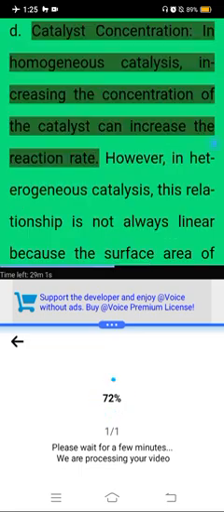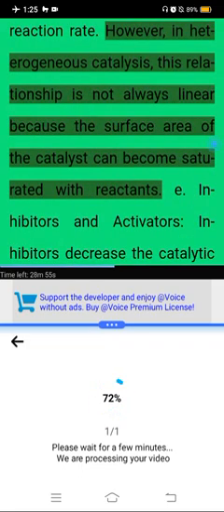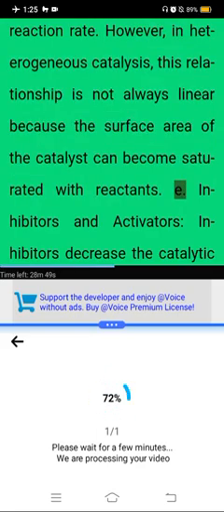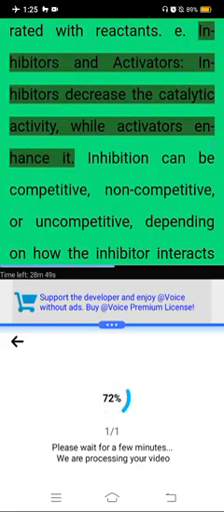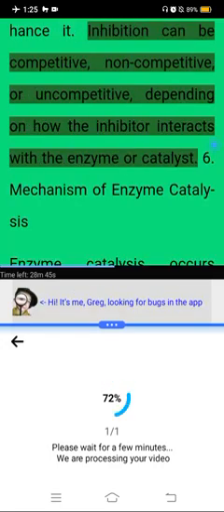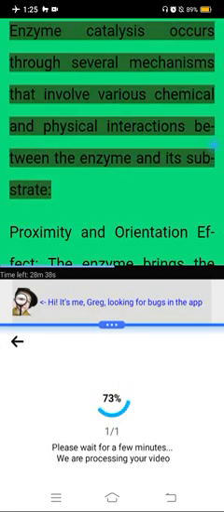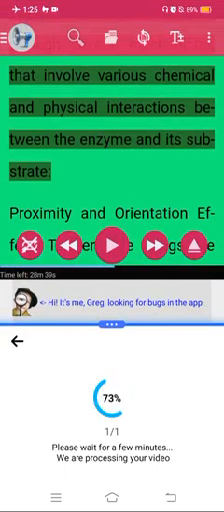D. Catalyst concentration. In homogeneous catalysis, increasing the concentration of the catalyst can increase the reaction rate. However, in heterogeneous catalysis, this relationship is not always linear because the surface area of the catalyst can become saturated with reactants. E. Inhibitors and activators. Inhibitors decrease the catalytic activity, while activators increase it. Inhibition can be competitive, non-competitive, or uncompetitive, depending on how the inhibitor interacts with the enzyme or catalyst. 6. Mechanism of enzyme catalysis. Enzyme catalysis occurs through several mechanisms that involve various chemical and physical interactions between the enzyme and its substrate.